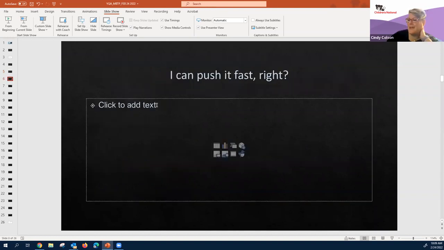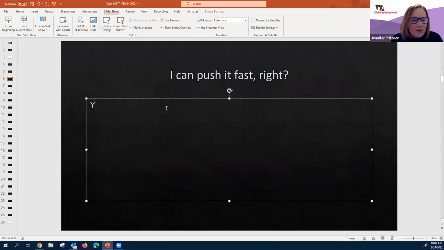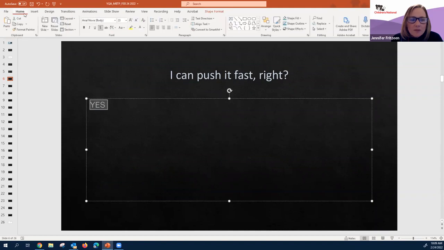Okay. And again, yeah, can I push it fast, right? Push it as fast as you want. You can get it in there. And remember that platelets cannot go on the rapid transfuser, so those you will have to push.